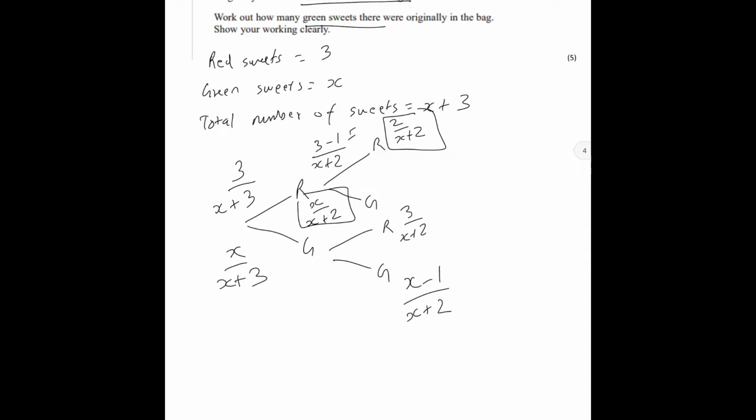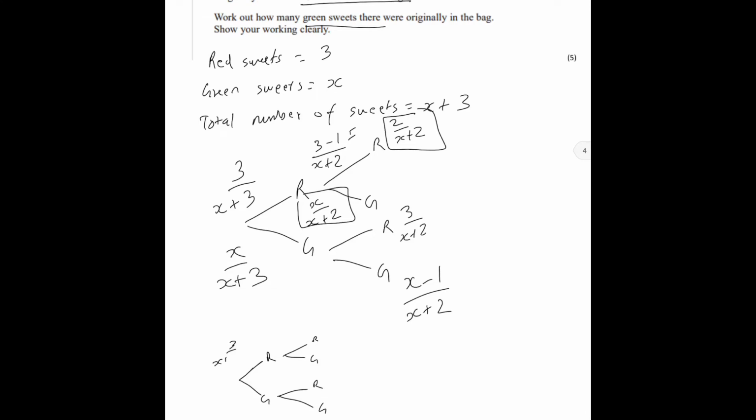So now we have to work out how many green sweets there were originally in the bag. So if I draw a new diagram, which is better, right? Let's just draw a new diagram, which is better. Alright guys, so that you can clearly see the pattern here in this question. So I'm just going to write all the values down.